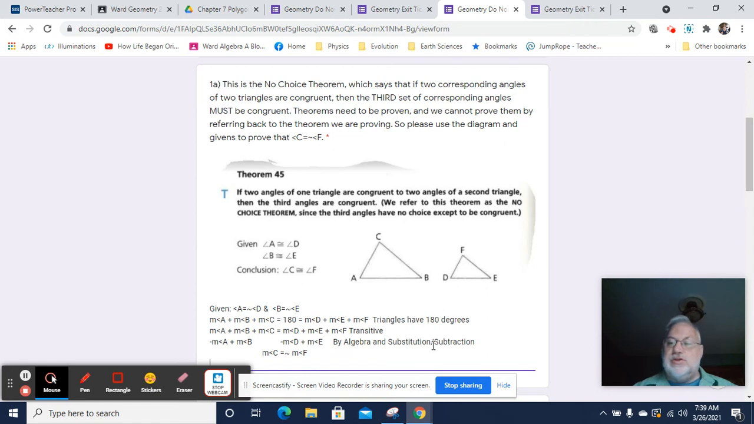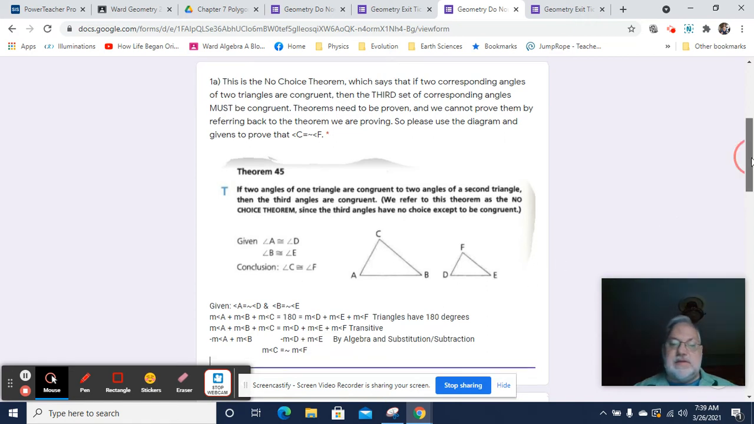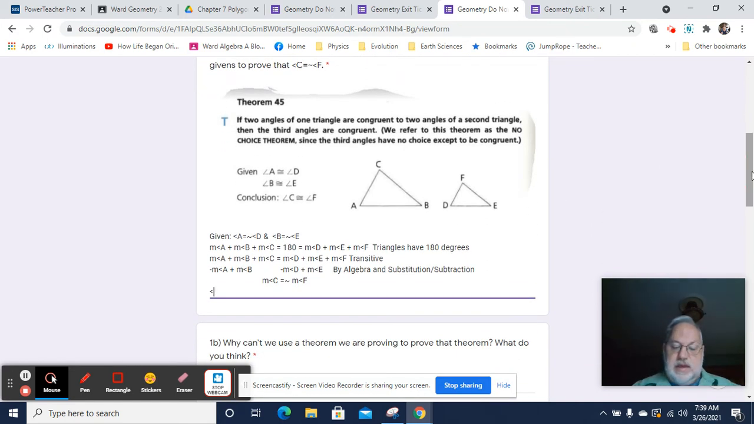And so our conclusion is that since the measures are the same, angle C is congruent. Oops, actually, that should say equal since they're measures. But since the measures are equal, the angles are congruent. So angle C is congruent to angle F by algebra.